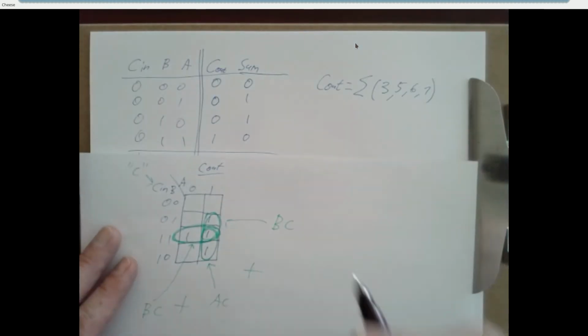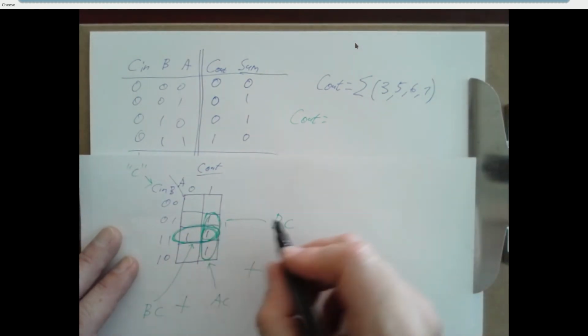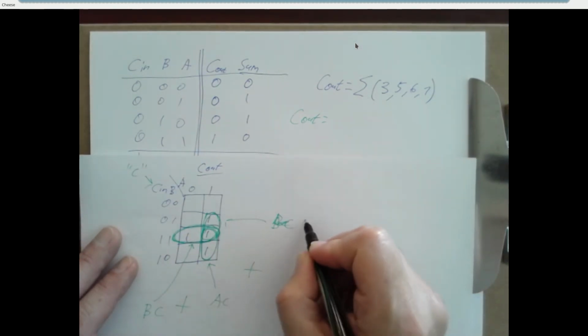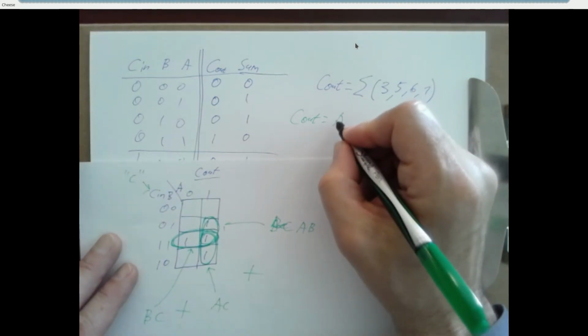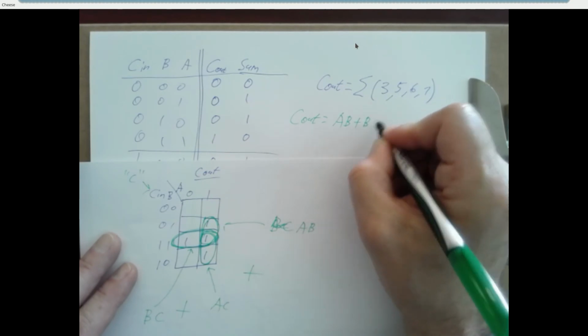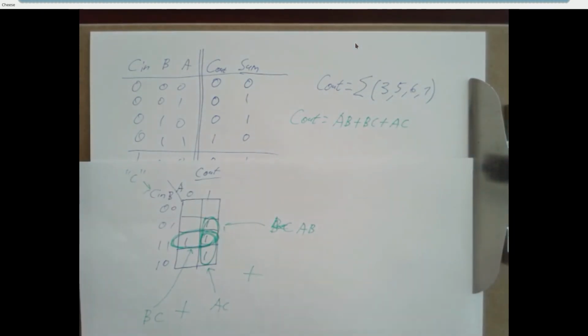So we have an expression for carry out. That should be A, B, C. Oh yeah, that's AB. Thank you. So carry out is AB or BC or AC. And there's a nice symmetry there, right?